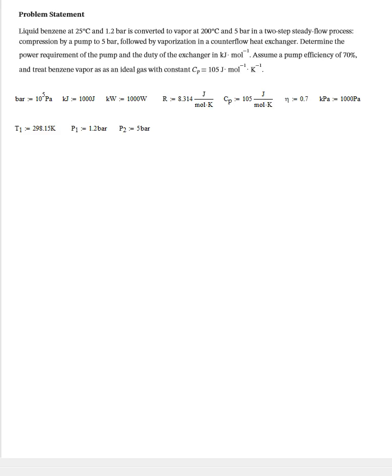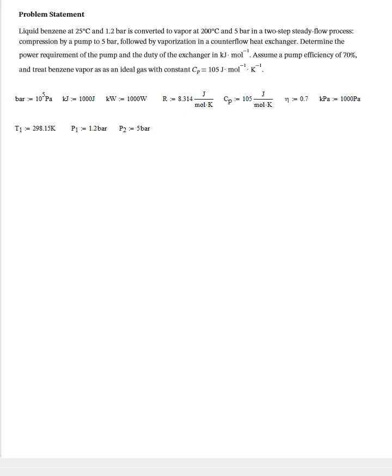And then we're going to follow that by vaporization in a counterflow heat exchanger. So the benzene is going to go into the pump at 25 degrees C, 1.2 bar. It's going to come out of the pump and go directly into a heat exchanger. In the heat exchanger, it's going to be vaporized and then heated even more. So we want to determine the power requirement of the pump and also the duty of the heat exchanger. That means how much heat is transferred from our heat exchanger fluid, which is probably something like steam or maybe some other hot fuel oil.